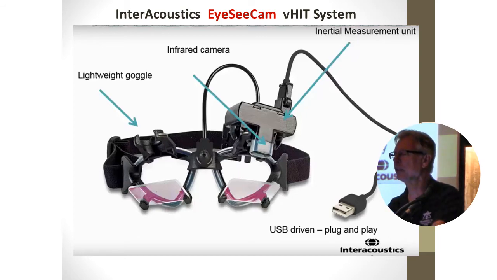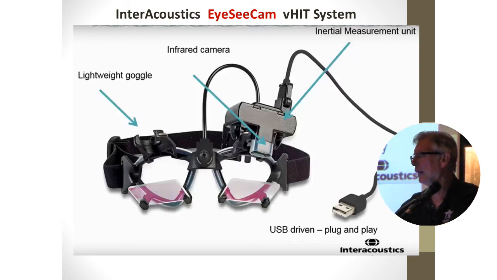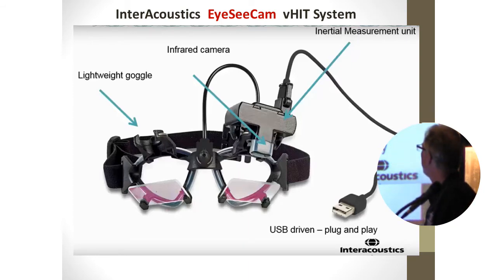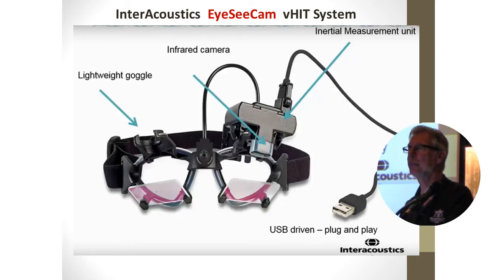And these systems are like this. This happens to be an Inter-Acoustics IC-CAM, it's called, a video head impulse test system. And it simply is a set of goggles like this. And the goggles are unique in that they're very, very lightweight, extremely lightweight. And you have an infrared camera here, a very high-speed infrared camera, so it's extremely high resolution. Here's the camera at the tip of it, but built into here is a motion sensor as well, so that you can measure head movement versus eye movement. And you're actually using the vestibular ocular reflex to actually get this response.